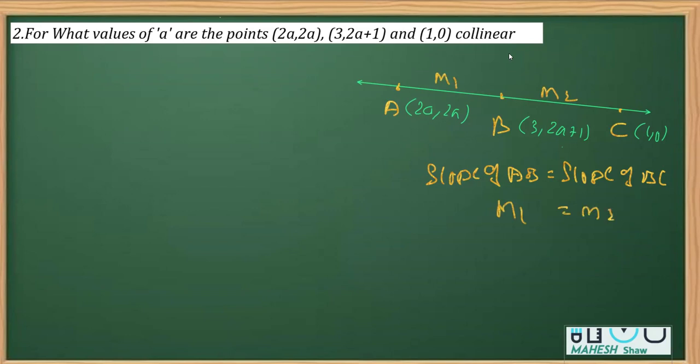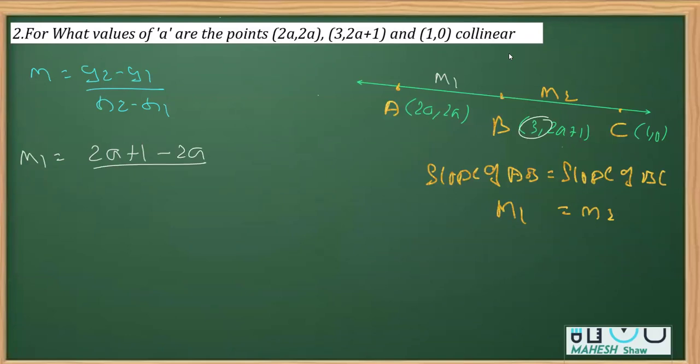Here we are going to apply the relation for finding the slope, which is M is equal to Y2 minus Y1 over X2 minus X1. Let's find the slope of the first line, M1. M1 is equal to Y2 minus Y1, so it's 2A plus 1 minus 2A over X2 minus X1, which is 3 minus 2A. We can see 2A and 2A get cancelled, and finally we got the slope M1 as 1 over 3 minus 2A.